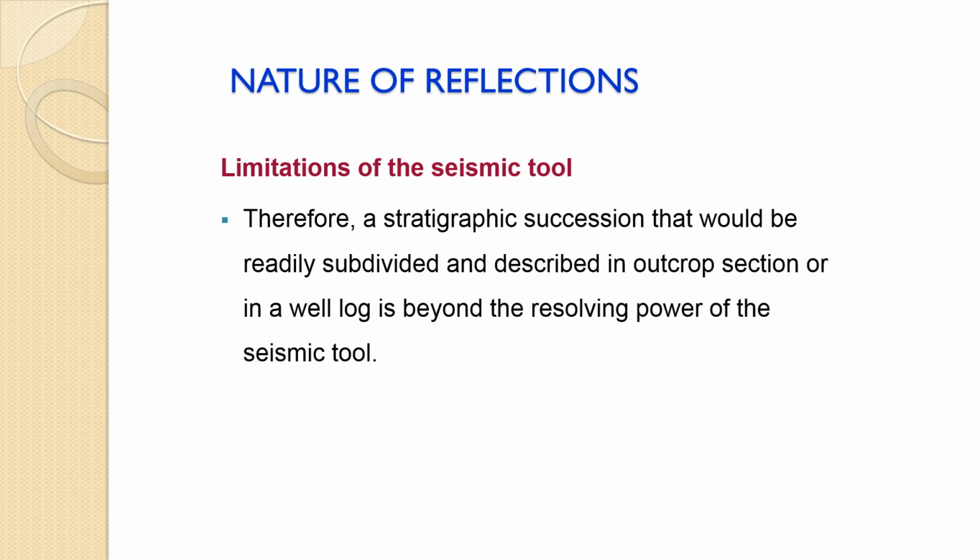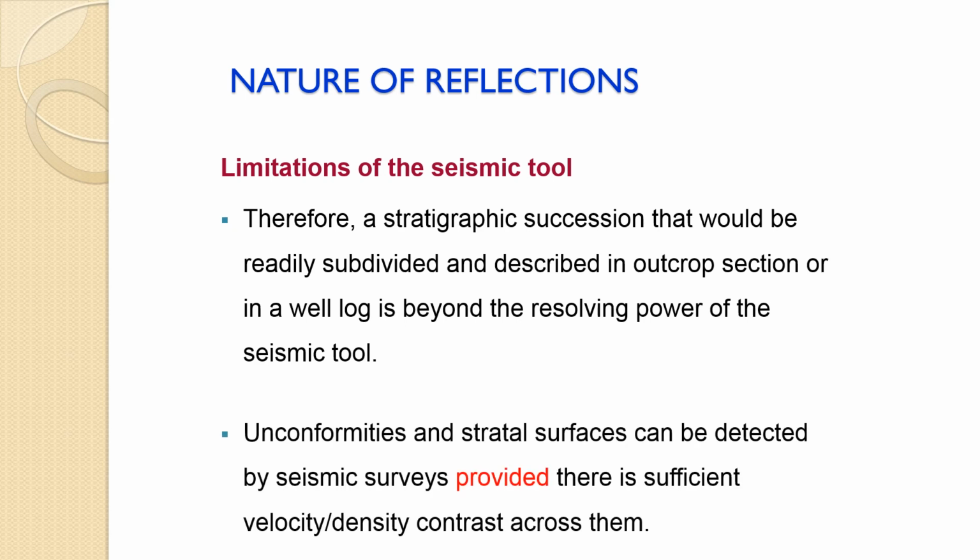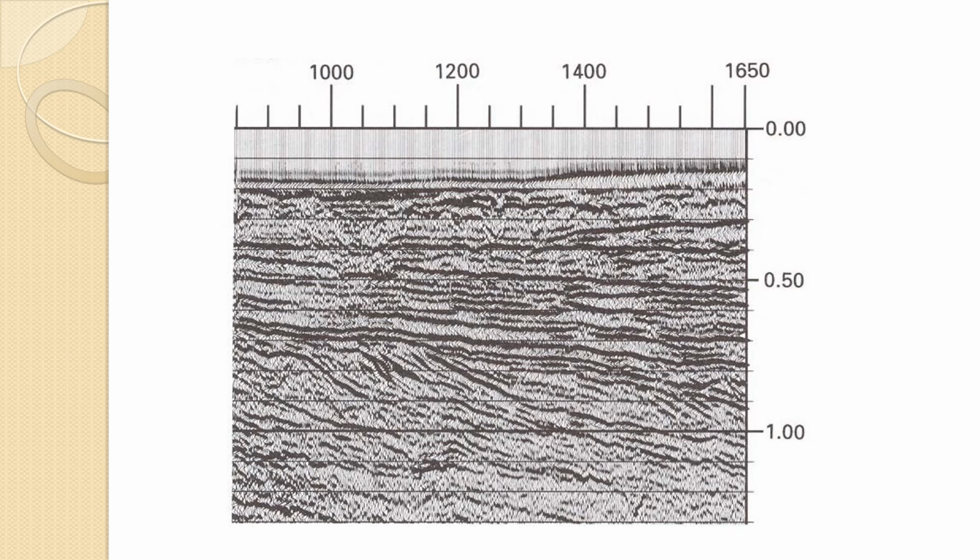Therefore, a stratigraphic succession that would be subdivided and described in an outcrop section or in a well log is beyond the resolving power of the seismic tool, as I mentioned. Unconformities and strata surfaces can be detected by seismic surveys, provided there is a sufficient velocity and density contrast across them. This beautiful figure shows how the seismic method, using seismic reflections, can give us a very nice picture, almost like a geologic section.